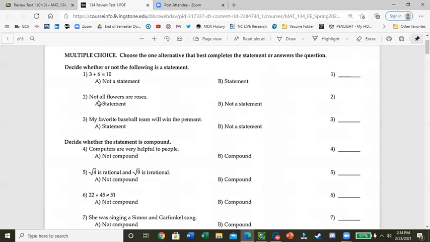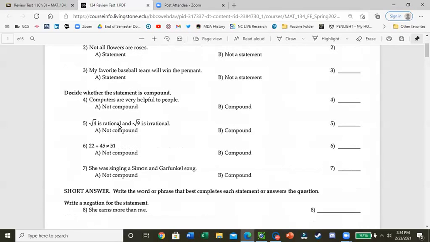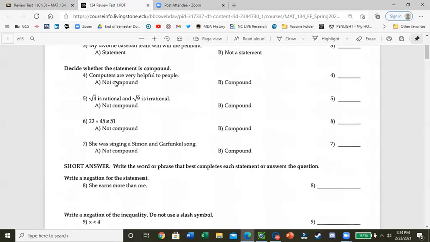Okay, so all flowers are roses. That could be true or that could be false. So that is a statement. The team will win the pennant. That is an opinion. So that is not a statement. Decide whether the statement is compound.